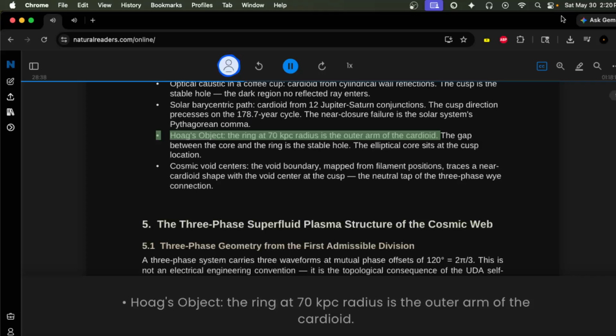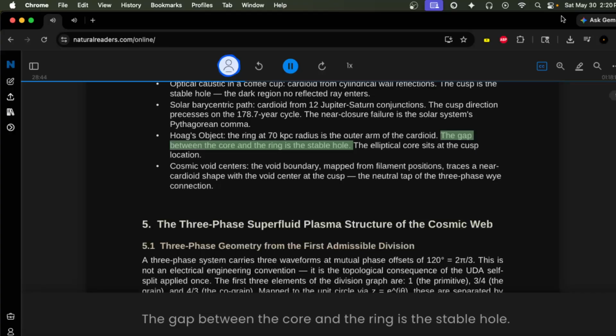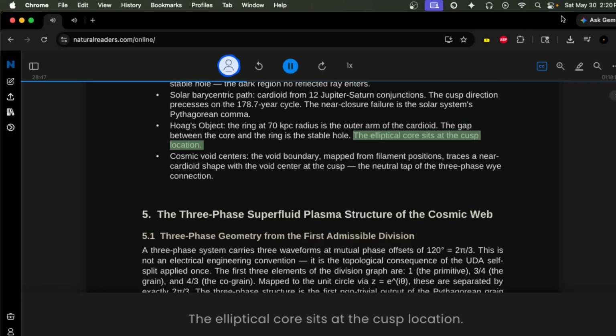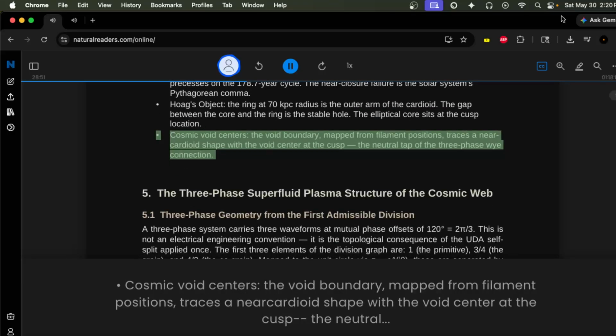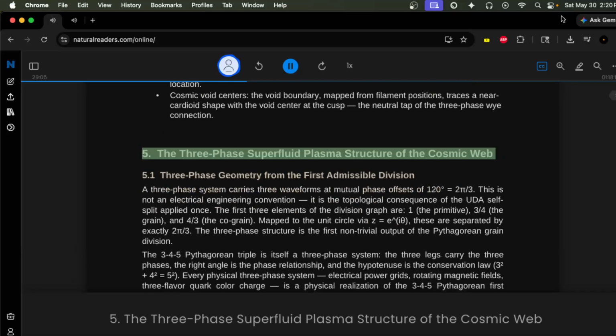Hoag's object, the ring at 70 kpc radius, is the outer arm of the cardioid. The gap between the core and the ring is the stable hole. The elliptical core sits at the cusp location. Cosmic void centers. The void boundary, mapped from filament positions, traces a near cardioid shape with the void center at the cusp, the neutral tap of the three-phase Y connection.